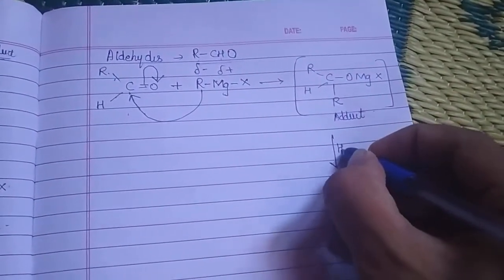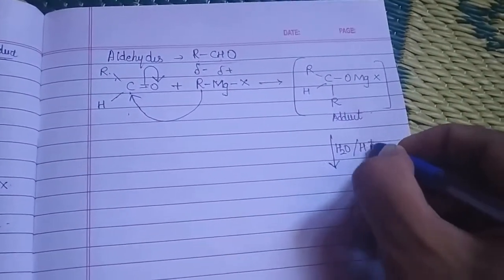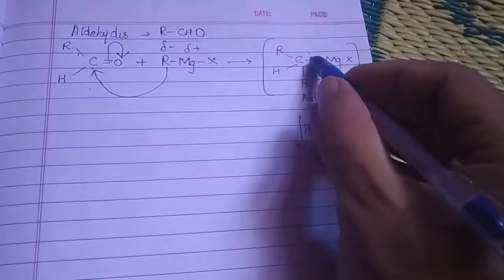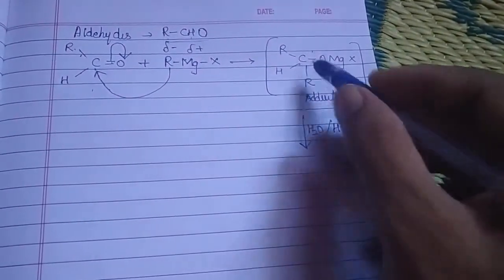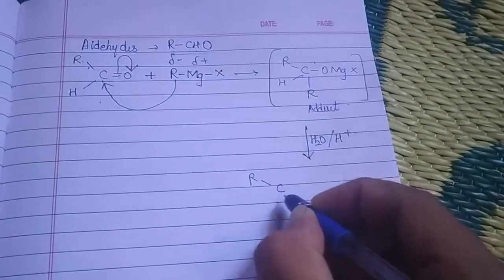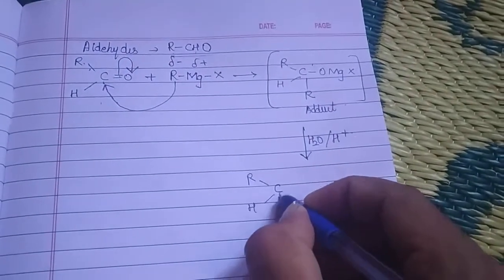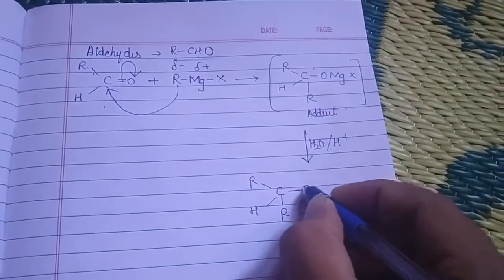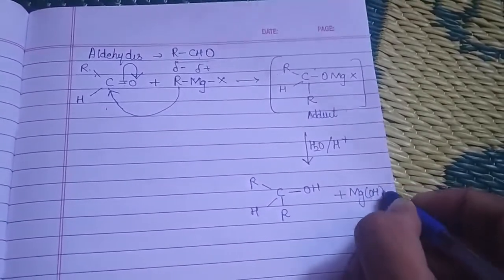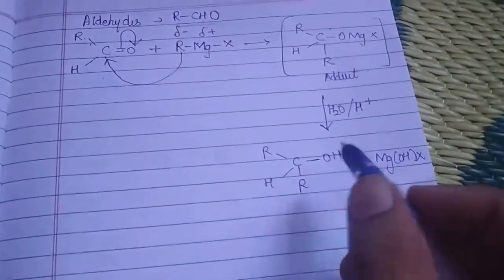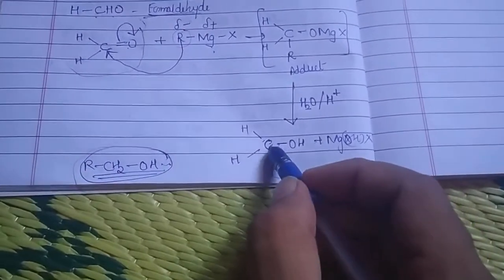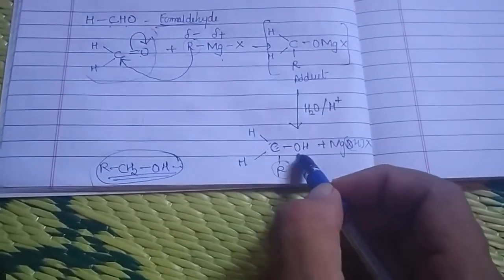Acid hydrolysis, H2O in the presence of H plus. So what happens now? This bond breaks off. So we will be getting an OH group attached over here. So how will we be having that group? R, C, H, R, and then OH, plus MgOHX. So can you see the difference? Here what we have seen, there was only one alkyl group attached to our carbon, which is further attached to our hydroxy group.